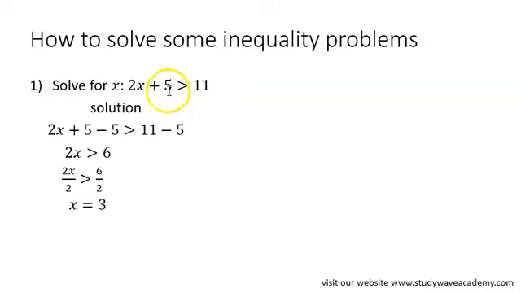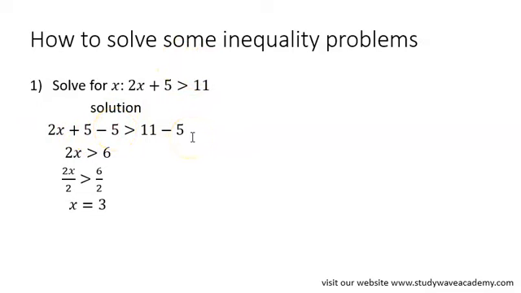We have 2x plus 5 is greater than 11. So how do we solve? We first of all look for a way to isolate x. We are finding x, right? By doing that, since this is plus 5, we do the opposite, which is minus 5, and we apply it to both sides. So we say 2x plus 5 minus 5 is greater than 11 minus 5.